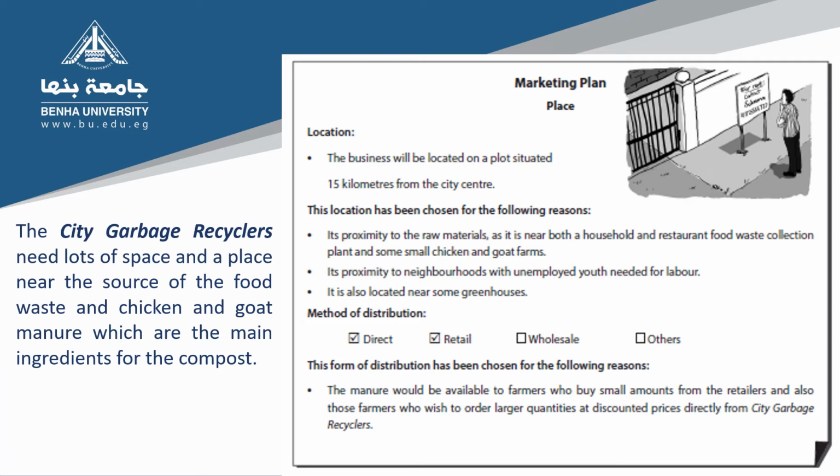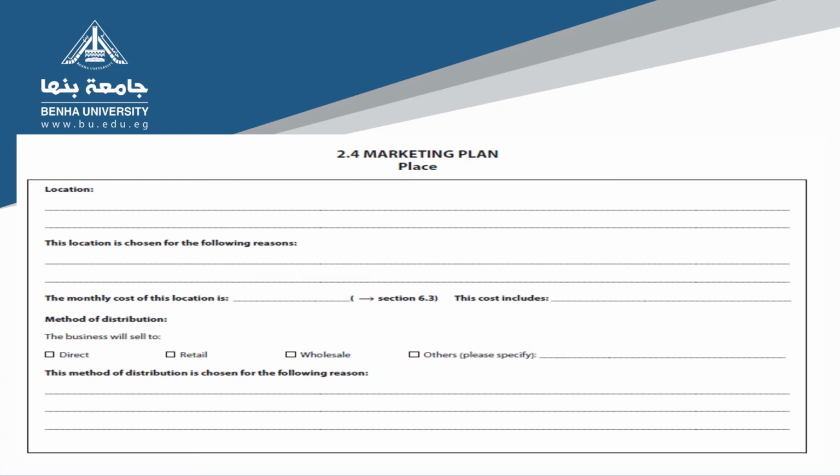Also, they determine the method of distribution, which is through direct distribution and retail distribution. This form of distribution has been chosen for the following reasons. The manure would be available to farmers who buy small amounts from the retailers, and also those farmers who wish to order larger quantities at discounted prices directly from city garbage recyclers. Back to your business plan book, you will fill the form of place as in the example exactly.